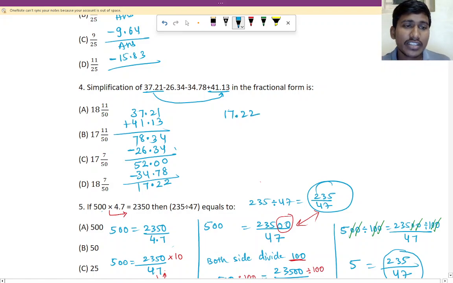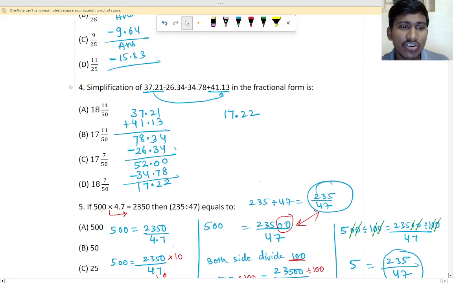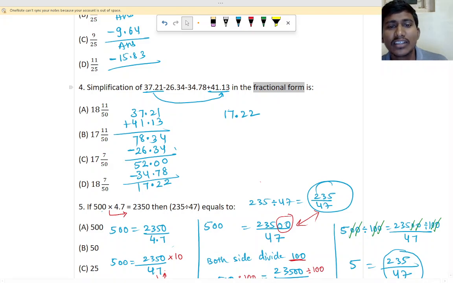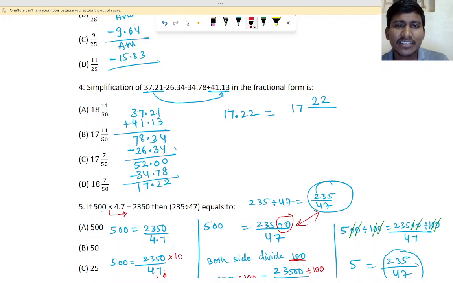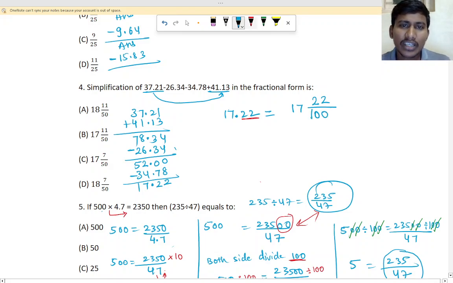Read the question first, right? Simplification of these in fractional form. Which form do we have to write this in? Yes, fractional form. So how do we write fractional form? If there is a point, what do you have to do? Divide with how much? How many decimal places are there? 2 decimal places. So how many zeros? 100. 2 zeros with 100. So that is the answer.